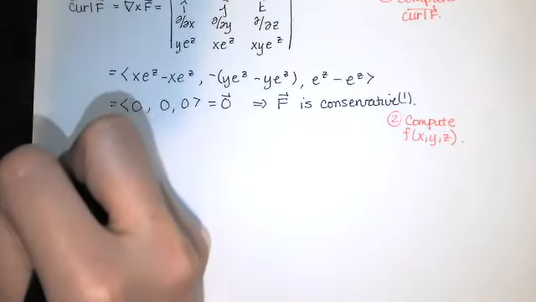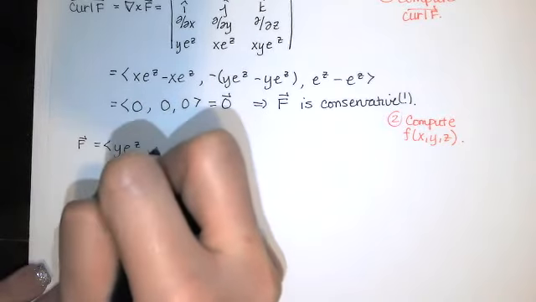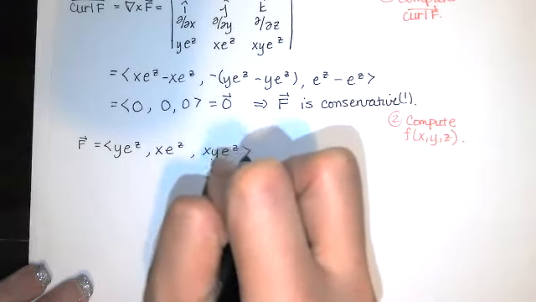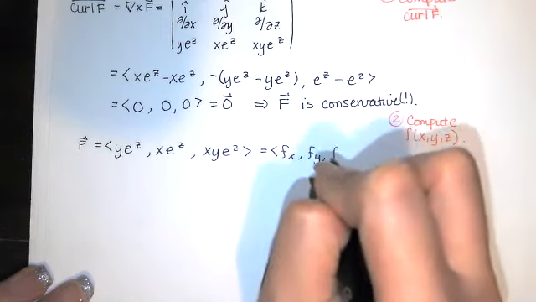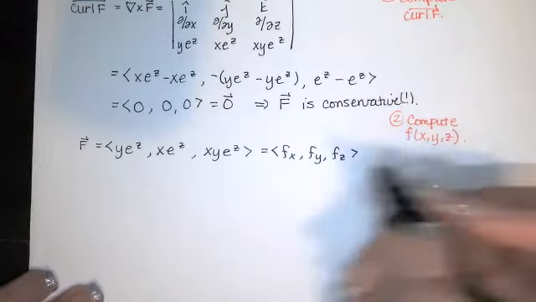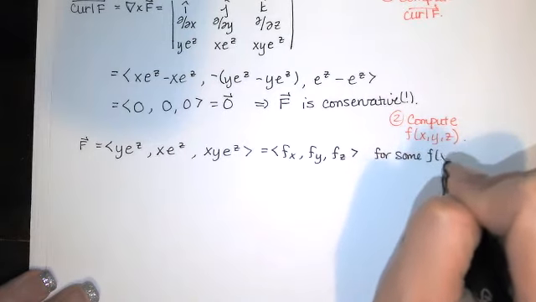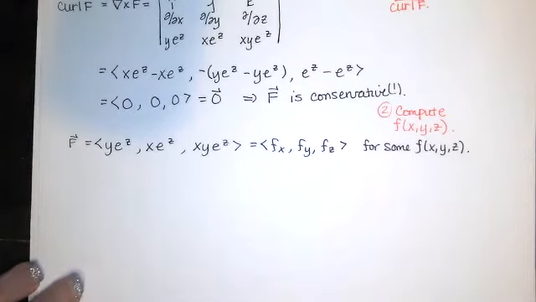So we know our field is conservative. So we know it has components y e to the z and x e to the z and xy e to the z. And this has to be the gradient of some function little f, for some f of x, y, z out there. And we know that there's such a function f that exists because the curl is 0.